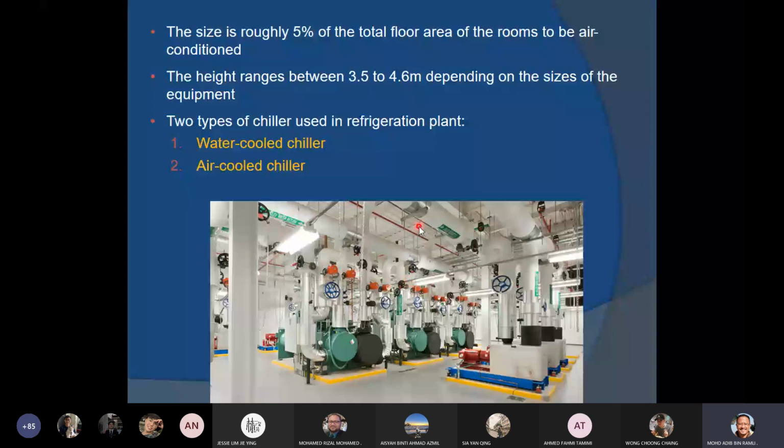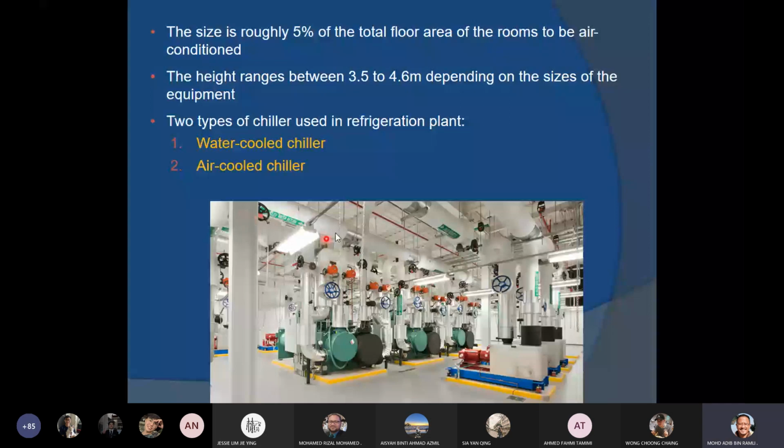And then you can see the pipes. The pipes are actually not too small, the refrigeration pipe. So these drums over here, one is the evaporator, one is the condenser. Right? So here there are 3 sets. In other developments, they would have more than that, depending on the size of the development.